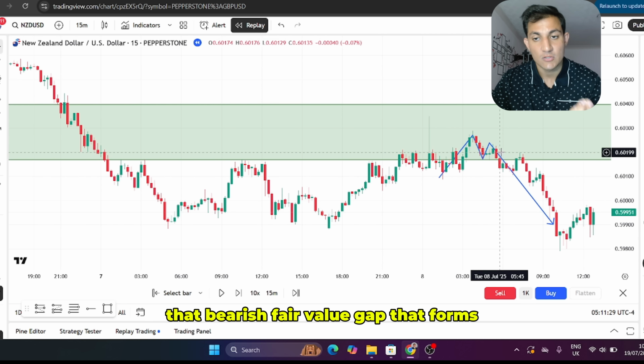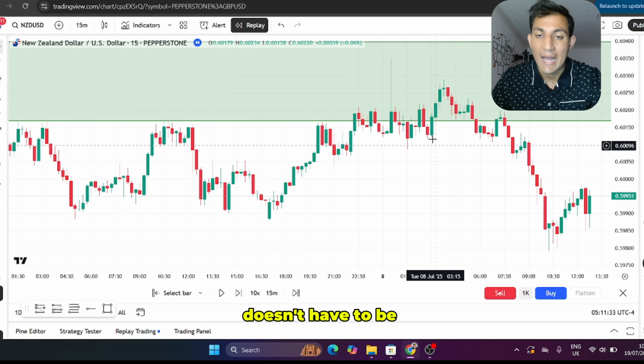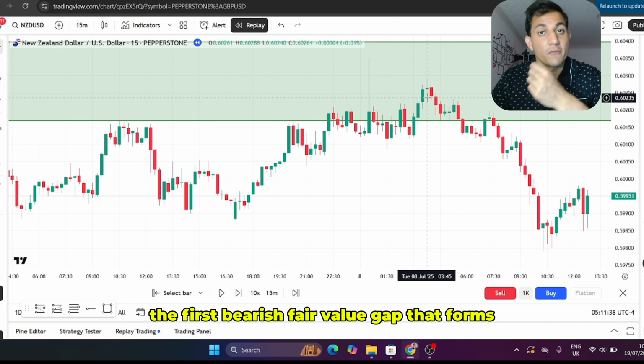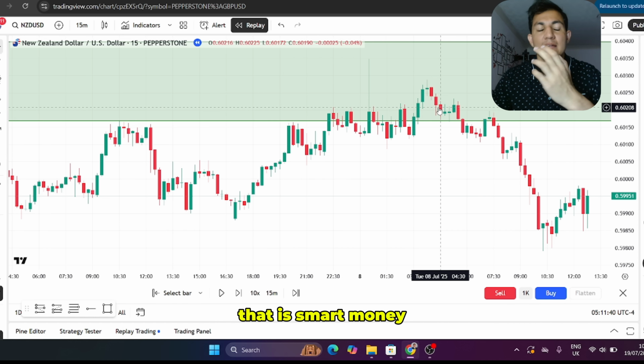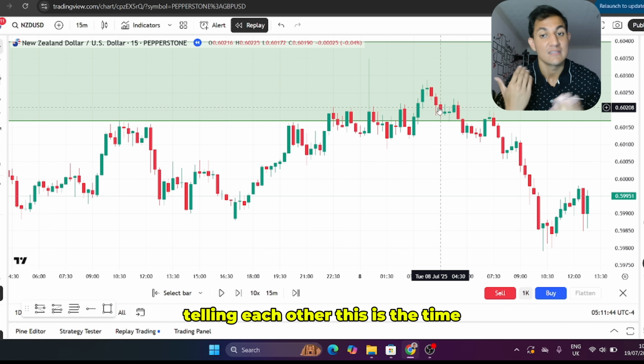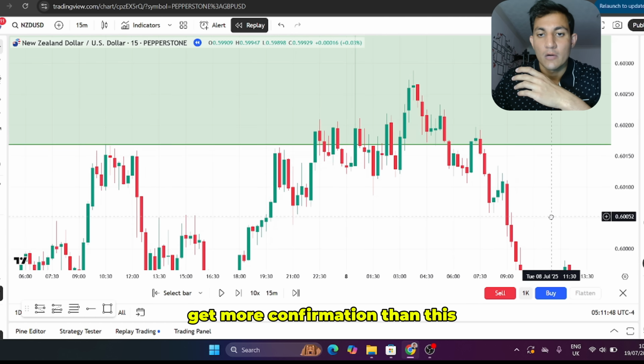The first bearish fair value gap that forms, it doesn't have to be in this 4-hour fair value gap, but once price hits this 4-hour fair value gap, the first bearish fair value gap that forms, that is smart money essentially screaming at each other, telling each other, this is the time. This is the time to get into the trade, because you cannot get more confirmation than this, right?